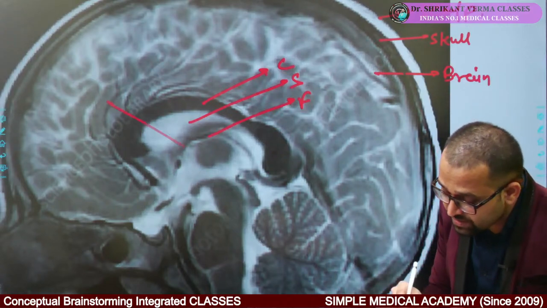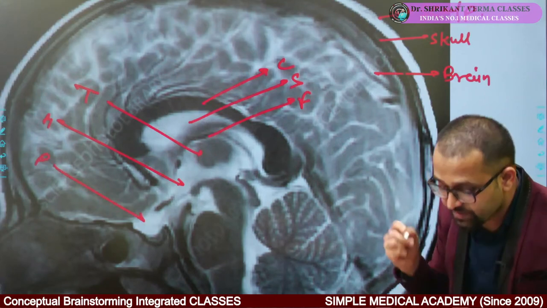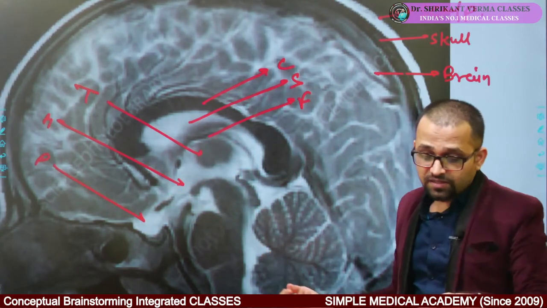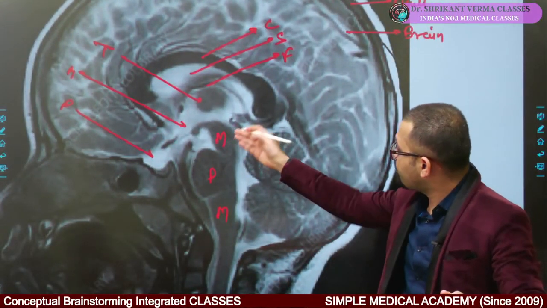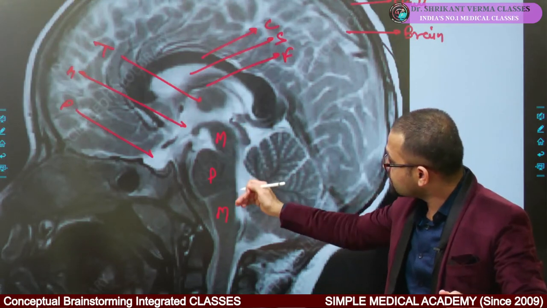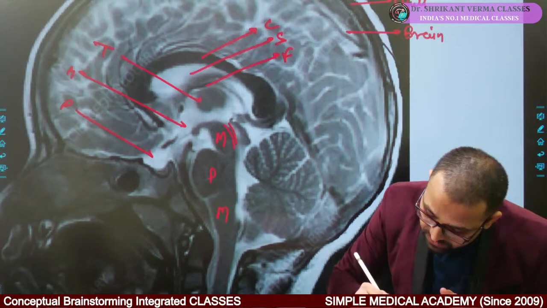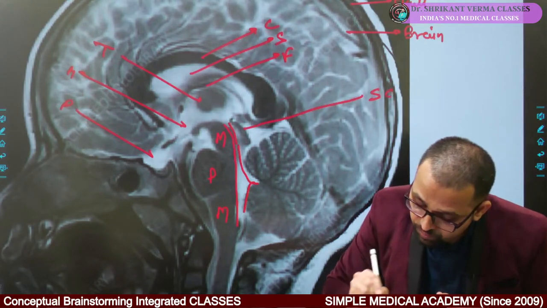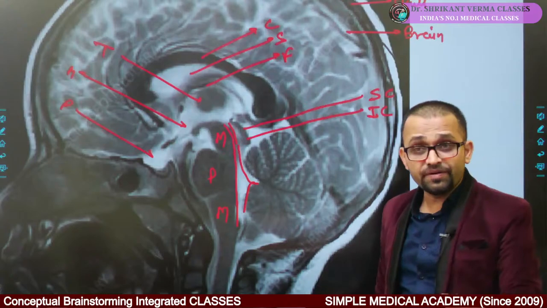Now, can you tell me? The T, H, P. Yes. Thalamus, hypothalamus, pituitary. Now, can you tell me? M, P, M. Yes, midbrain, pons, medulla. I told you there is a cerebral aqueduct of Sylvius which continues as the fourth ventricle. So can you tell me the name of this elevation? Superior colliculus, inferior colliculus, because they are elevations behind the midbrain.